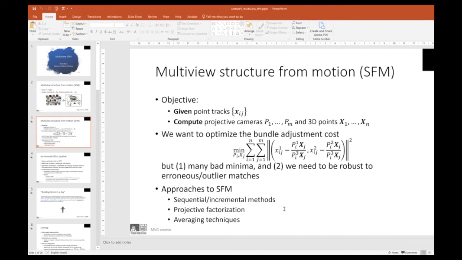The core of the problem is the following: given point tracks. So given the images, we want to somehow extract features and correspondences so that we get point tracks, sequences of points that appear in different images. All of them are projections of the same three-dimensional point. So given point tracks, we want to compute the cameras, which may be projective or calibrated or uncalibrated, and three-dimensional points.